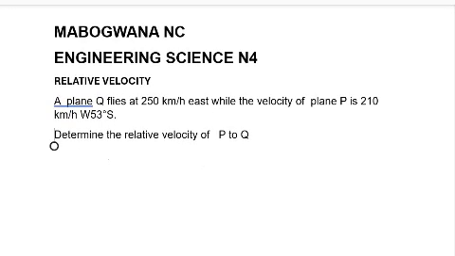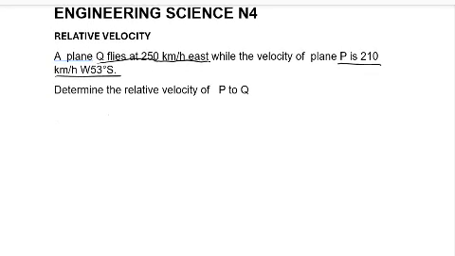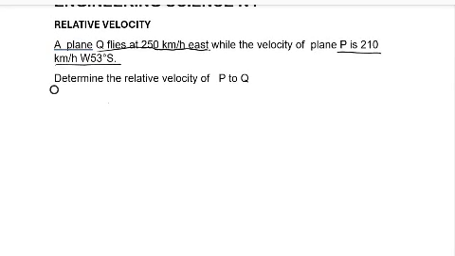Now the question here says relative velocity. A plane Q flies at 250 kilometers per hour east. You can simply highlight that. The velocity of plane P is 210, going west 53 degrees south. Meaning, if we have to draw it before we get to the question, let me just draw it for you guys.